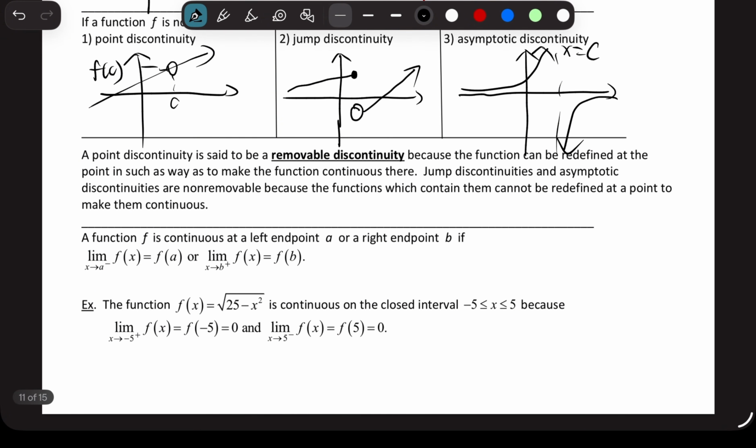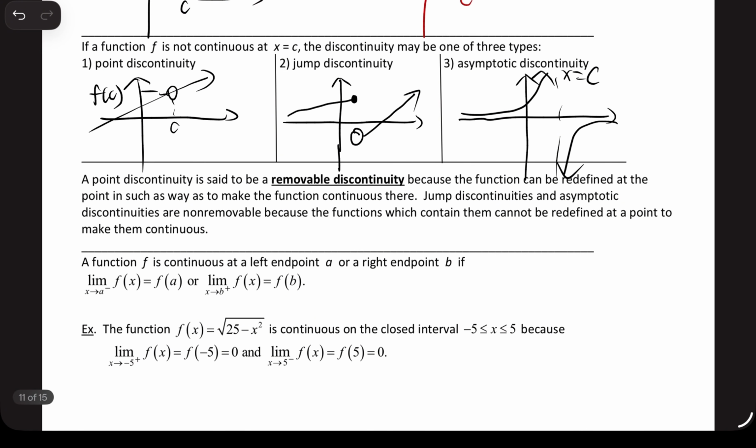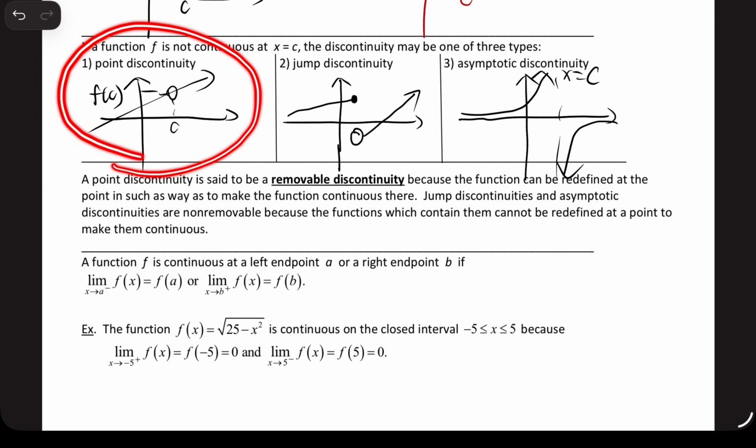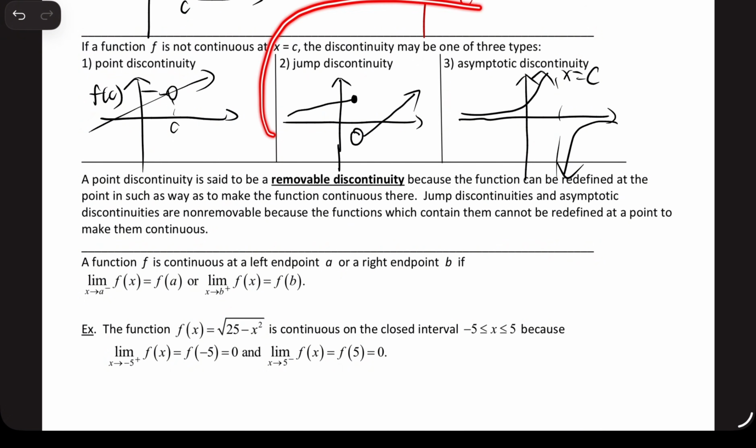Let's move on. A point discontinuity is said to be a removable discontinuity because the function can be redefined at the point in such a way as to make the function continuous, right? So we could just conclude that only point discontinuity is removable, because it can be redefined elsewhere. Whereas jump discontinuity and asymptotic discontinuity are non-removable because they cannot be redefined elsewhere.